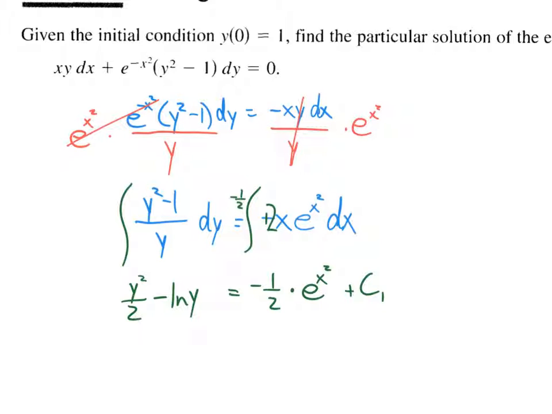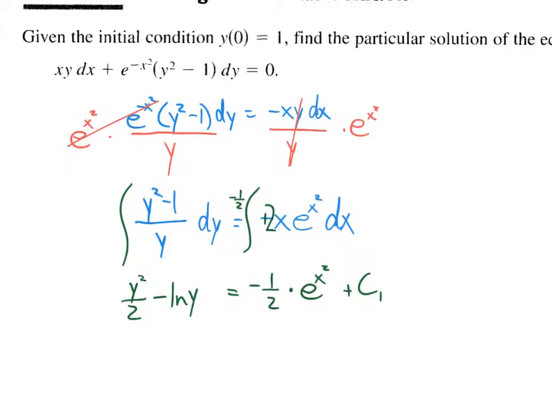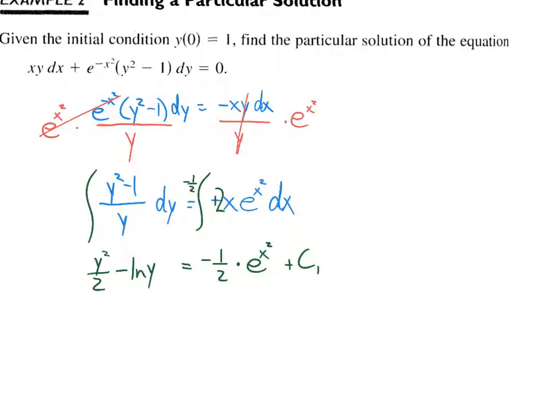Okay, so now we need a particular solution. We have the initial condition y of 0 equals 1. Let's see what we have. Let's see what we can do with this here.